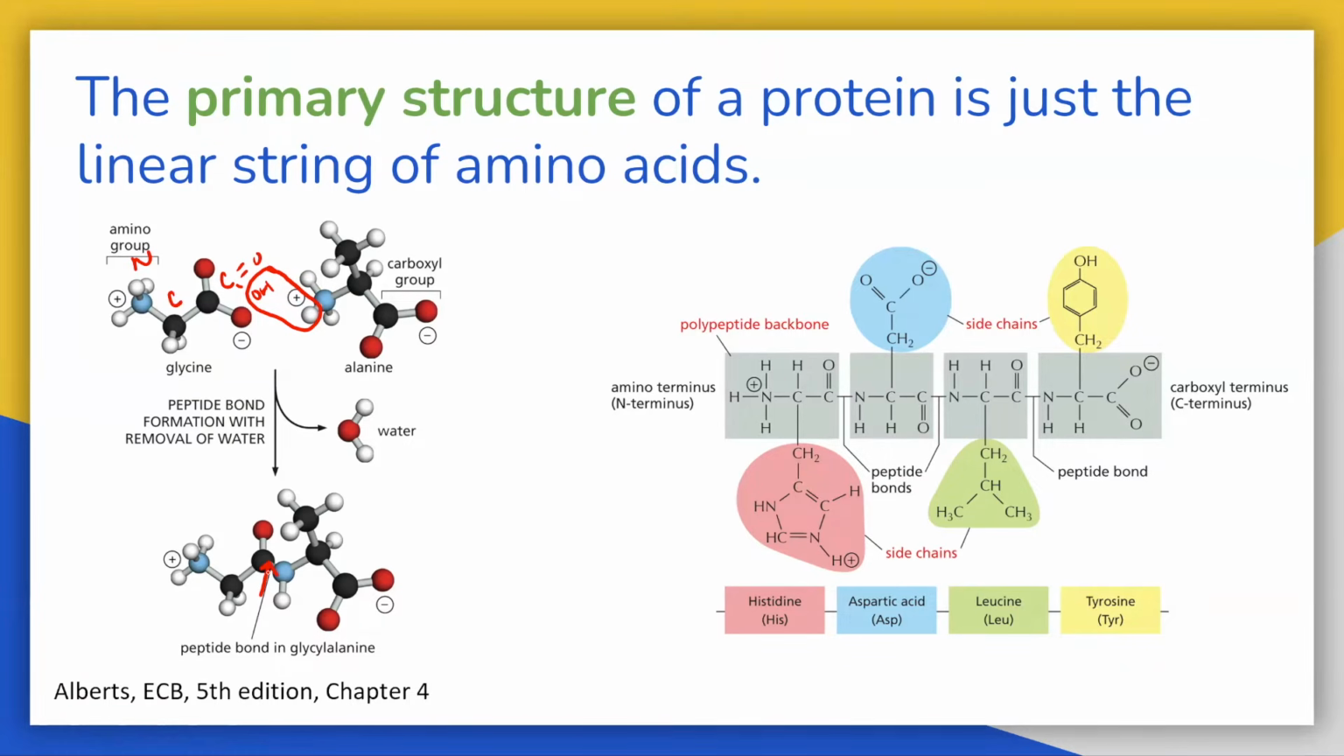And if we continue doing that, we could get a long string of amino acids, one after another after another. On the right here, you see a string that goes histidine, aspartic acid, leucine, tyrosine. And this linear structure of amino acids is called the primary structure.